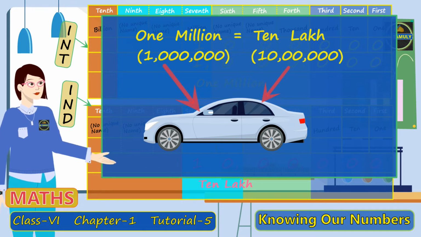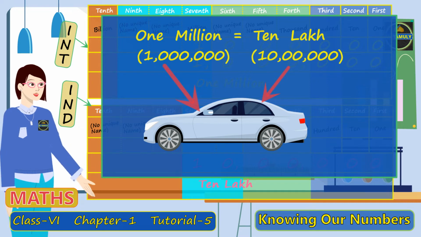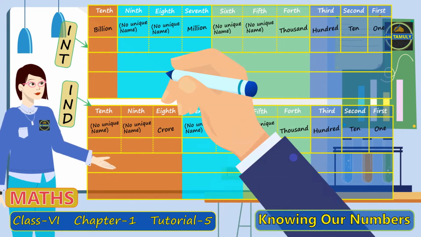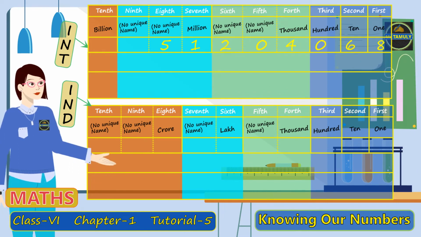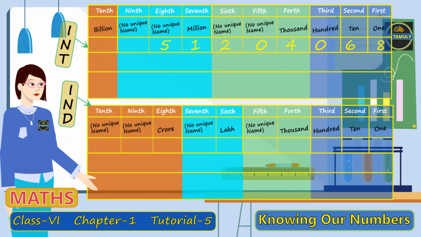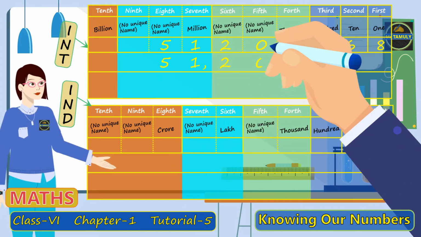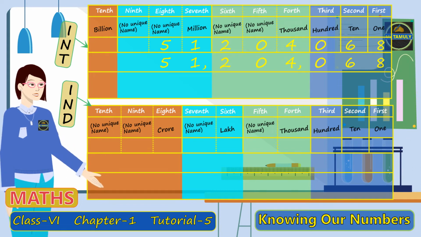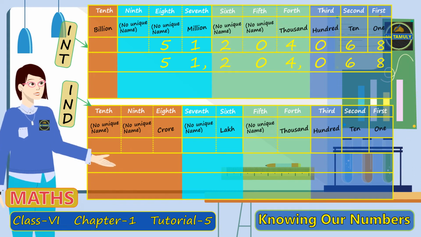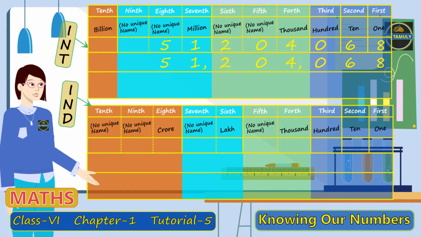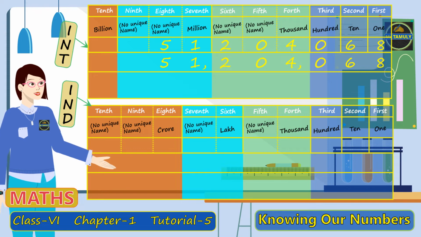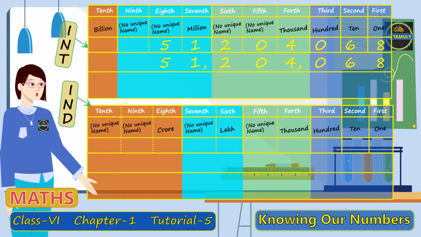Let us now try and name a random 8-digit number in the international method. Let's say, the number is 51,204,068. Using commas we shall rewrite our 8-digit number as 51,204,068. We have now separated the combined positions, as per the international format of naming numbers, by use of commas.